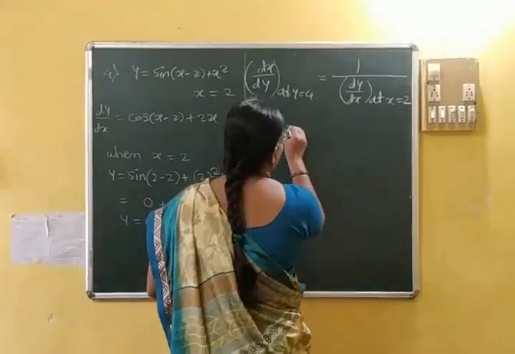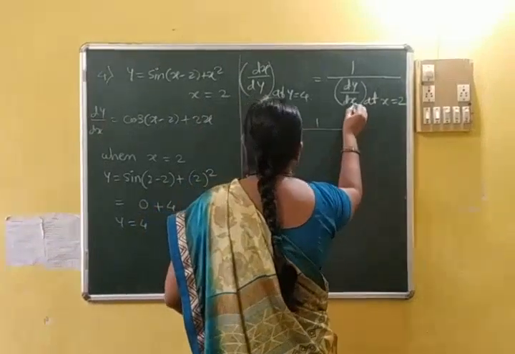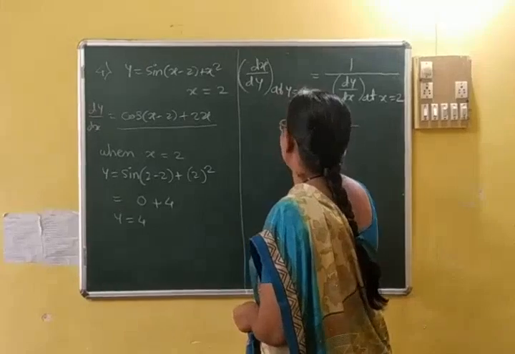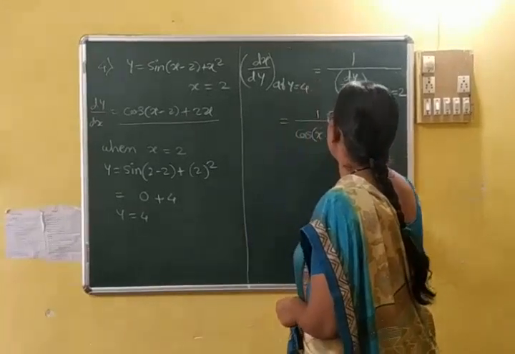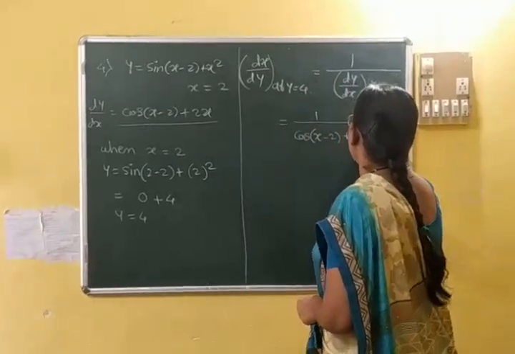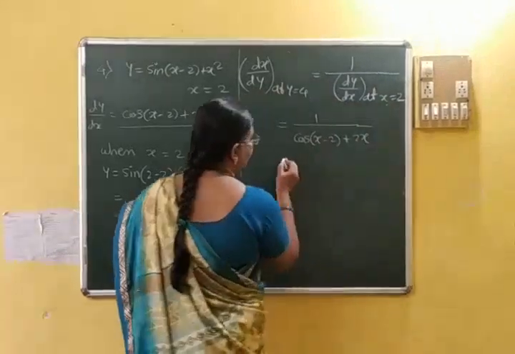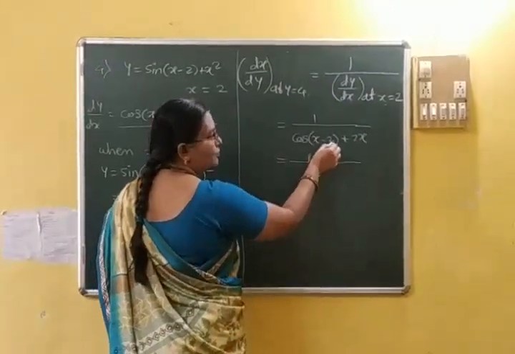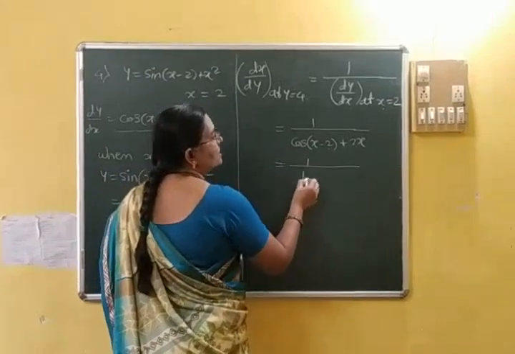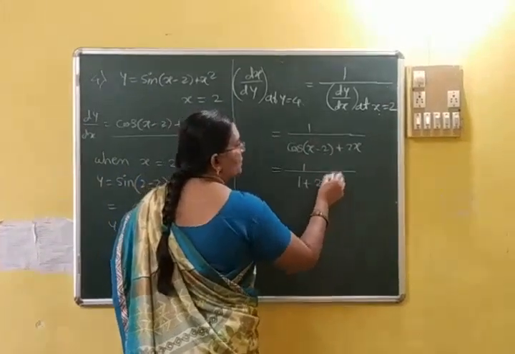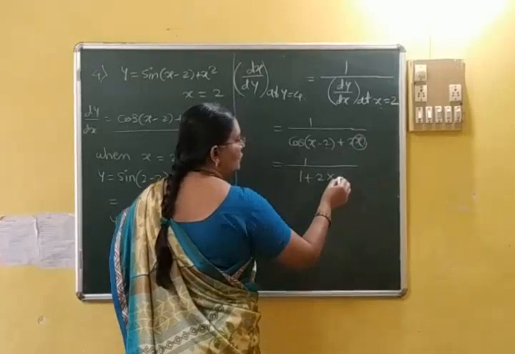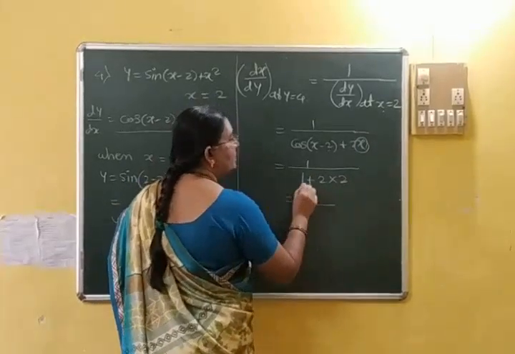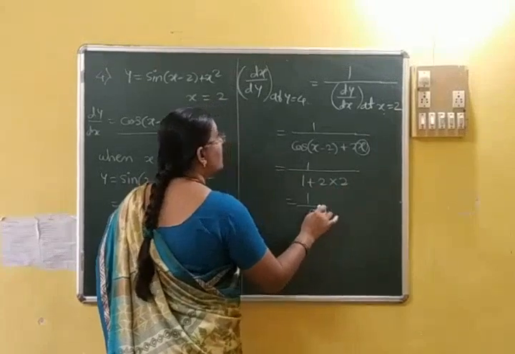That is 1 upon dy by dx, which we have already found: cos of x minus 2 plus 2x. Putting x equal to 2, it is 1 upon cos of 2 minus 2, which becomes cos 0, that is 1, plus 2 into 2, that is 4. So 1 plus 4 becomes 5, that is 1 upon 5.